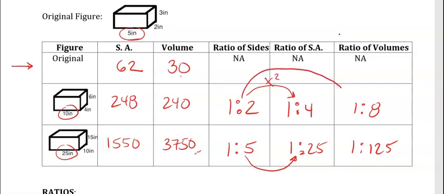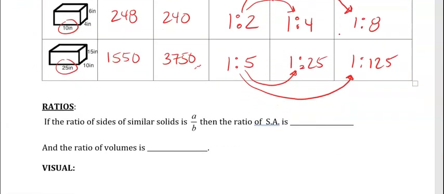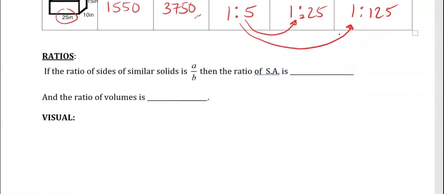Now take a look here. What can we do to 1 to 2 to make it a 1 to 8, which is the same thing you do to 1 to 5 to make it 1 to 125? You cube it. Fantastic. Okay, so let's go ahead and put that down below. This is the most important stuff. If you know the ratio of the sides is a to b, then areas is a squared to b squared. When they give you sides and you're solving for surface area, you would square it. If they give you sides and you want to find a volume, you are going to cube it.